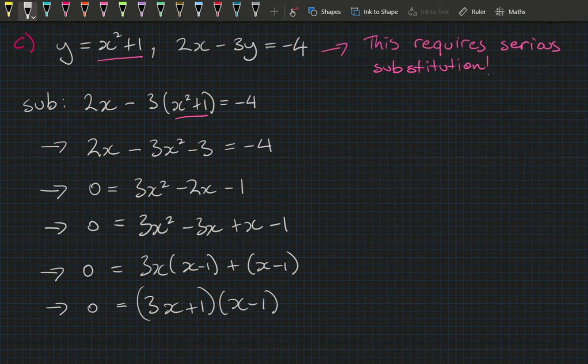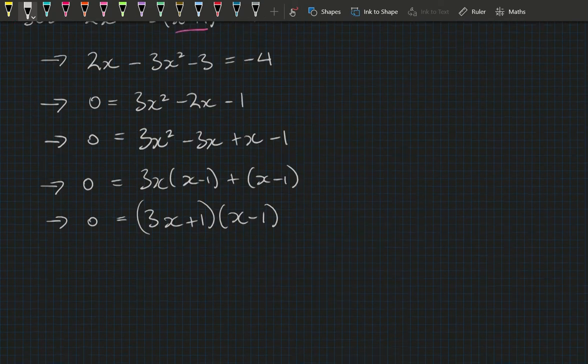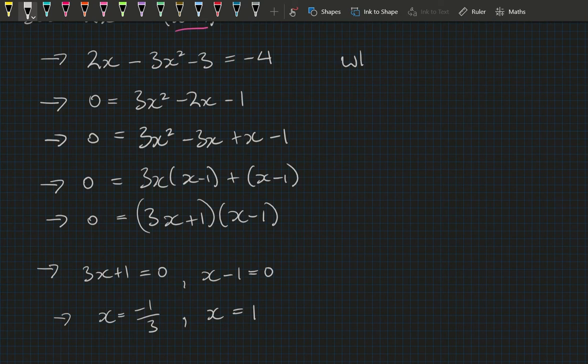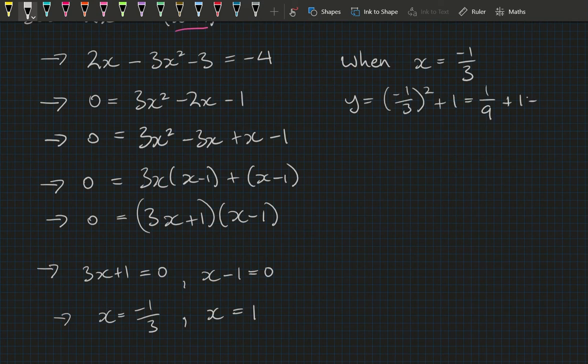And by the null factor law, that means 3x plus 1 equals 0 and x minus 1 equals 0. Or in other words, x is equal to minus a third, or x is equal to 1. Now when x is equal to minus a third, the quadratic is equal to minus a third squared plus 1, which is equal to 1 on 9 plus 1, which is equal to 10 on 9.